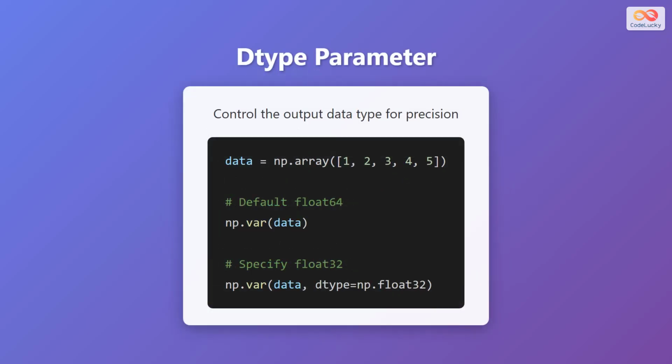The dtype parameter lets you control the output data type for precision. By default, numpy.var returns a float64 result. If you want to save memory or need different precision, you can specify dtype equals numpy.float32. This is useful when working with large datasets where memory efficiency matters, or when you need to match specific numerical precision requirements.